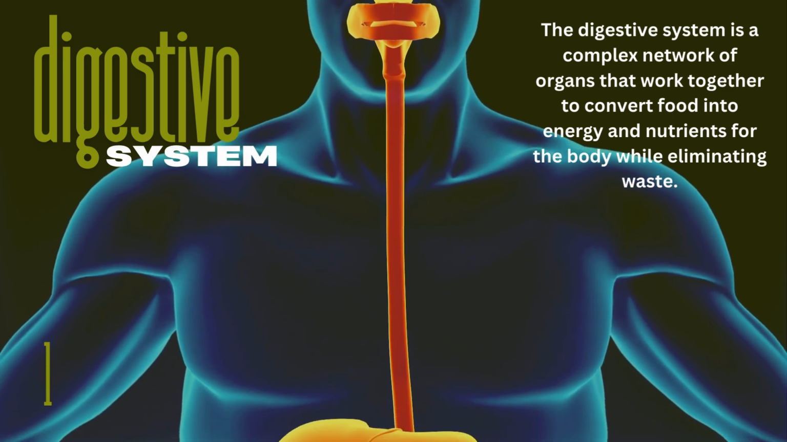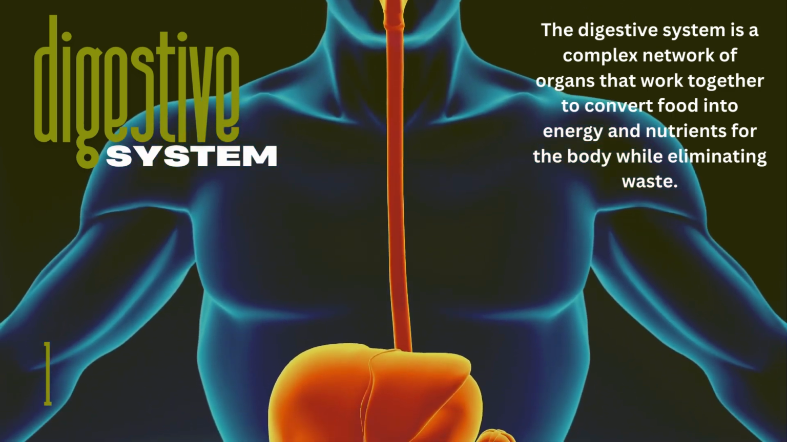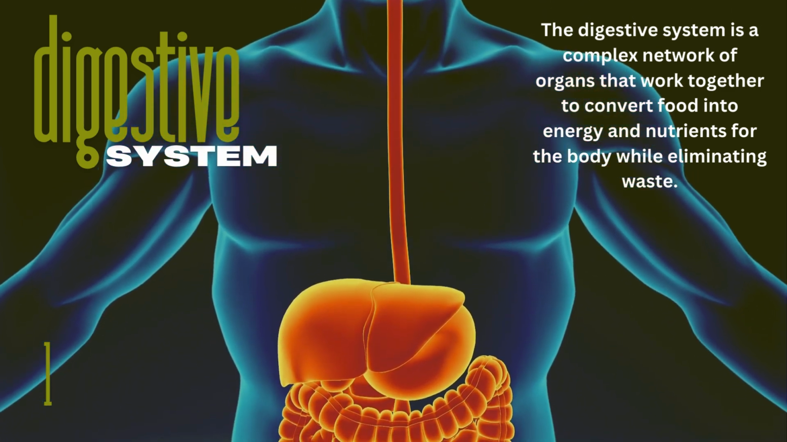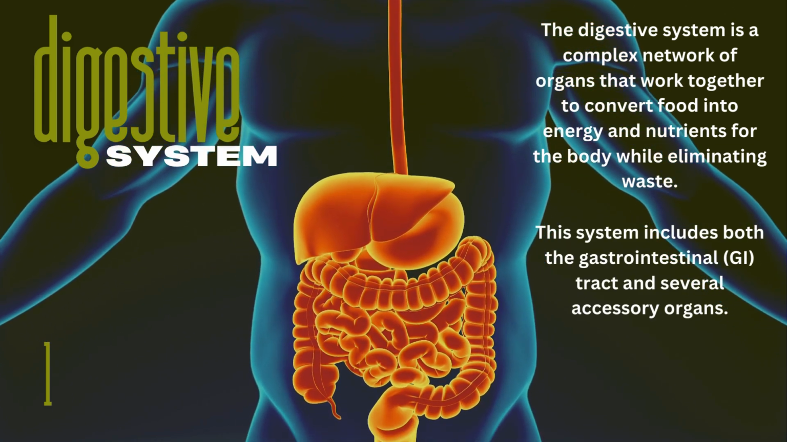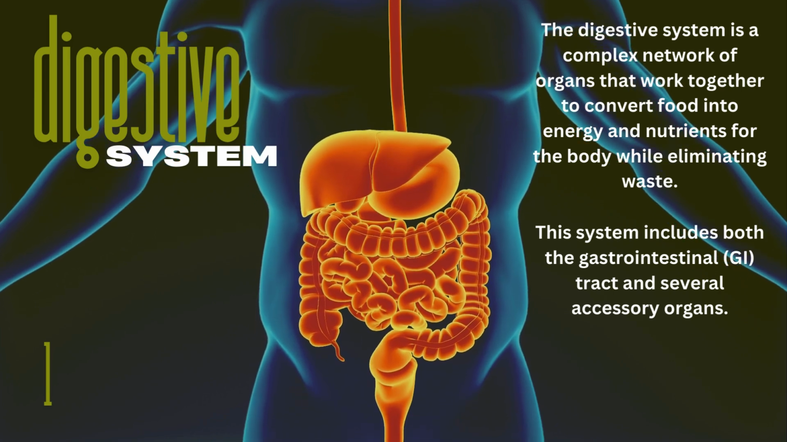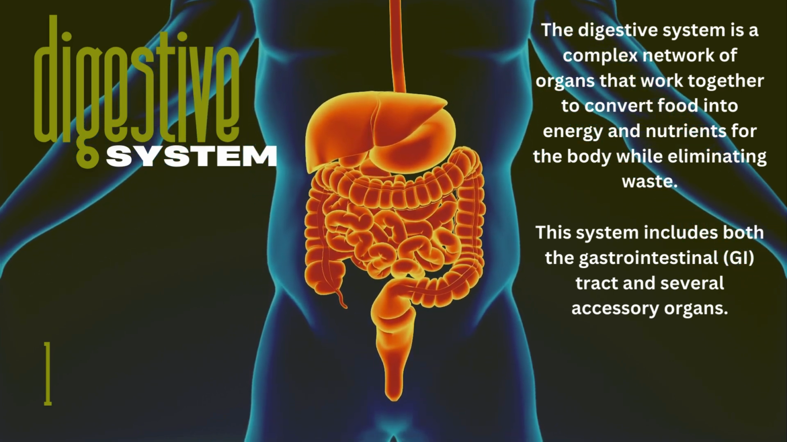The digestive system is a complex network of organs that work together to convert food into energy and nutrients for the body while eliminating waste. This system includes both the gastrointestinal, GI, tract and several accessory organs.